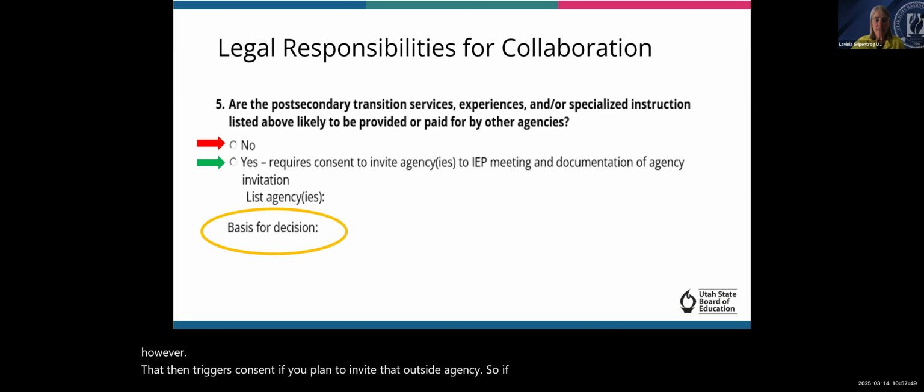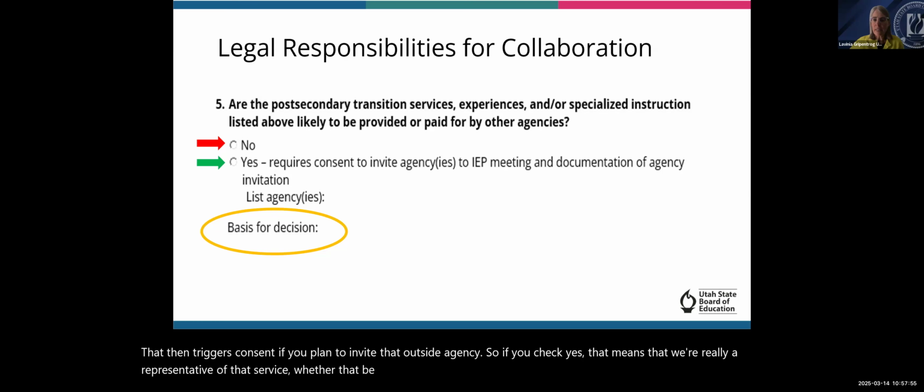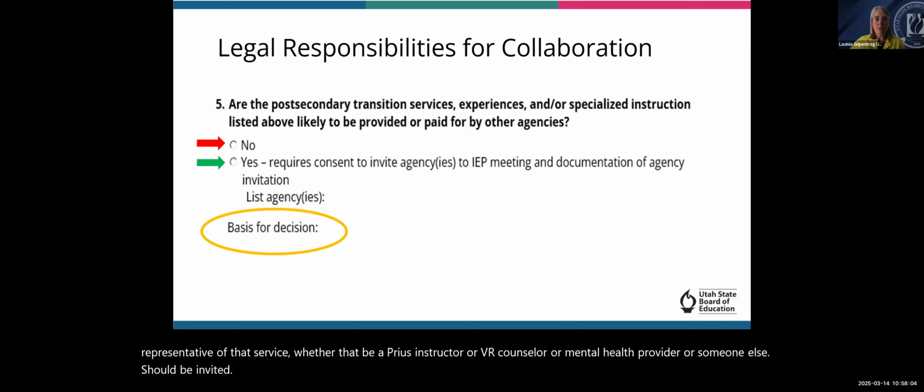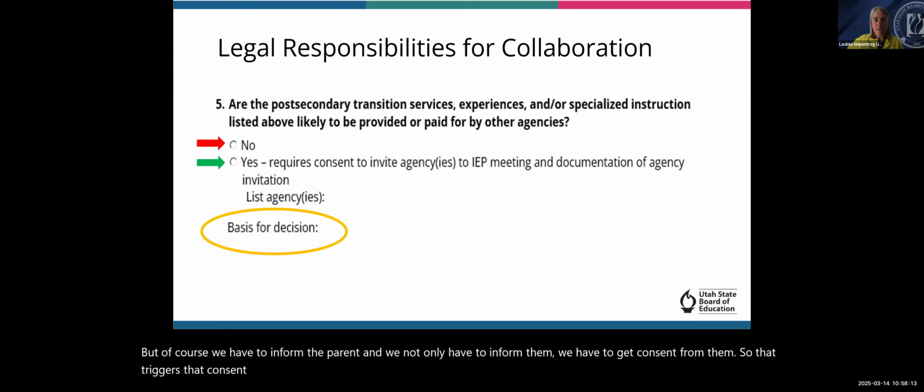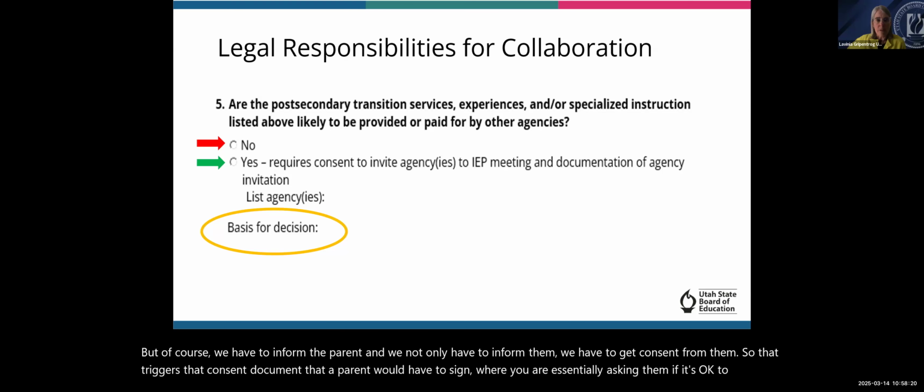So if you check yes, that means a representative of that service, whether that be a pre-ETS instructor or a VR counselor or a mental health provider or someone else, should be invited. But of course, we have to inform the parent, and we not only have to inform them, we have to get consent from them. So that triggers that consent document that a parent would have to sign, where you are essentially asking them if it's okay to invite that outside agency representative.